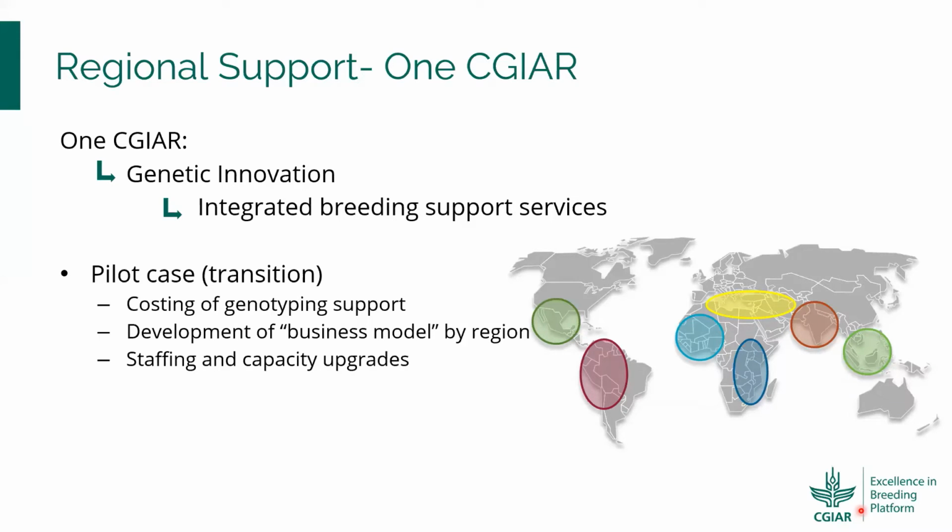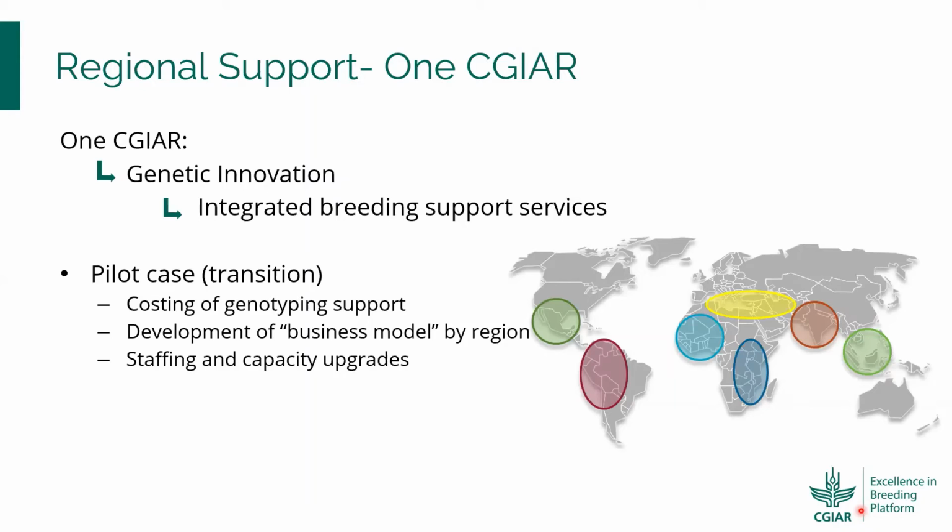Recently, there's been an announcement from One CGIAR management on efforts to consolidate all existing CGIAR research units into 3 main groups. One of the proposed groups is genetic innovation, where all the breeding operations, gene bank operations, and integrated breeding support services will be housed. We do believe that this business model, which we are piloting right now, can be a very good use case on how some of the cross-cutting services, such as genotyping, can be effectively scaled and transitioned into the new One CGIAR operational structure to provide regional support, to streamline, and to ease the burden of breeding programs.